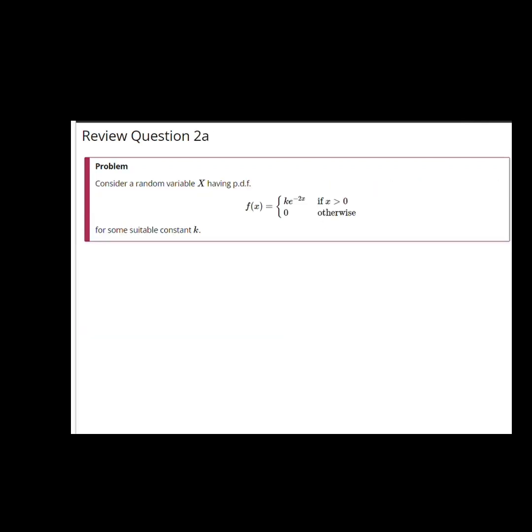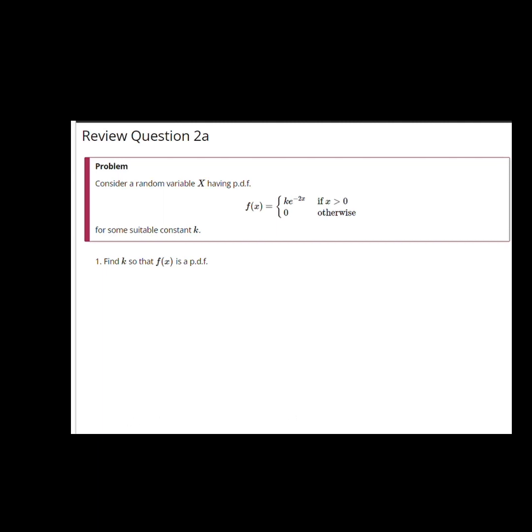Review question 2. Consider a random variable X having a probability density function f of x equals k e to the minus 2x for positive values of x, but f of x is equal to 0 otherwise. And k is some constant that has not been given to you. The first part of the question is to find what an appropriate value of k is. You should pause for a moment while you answer this.